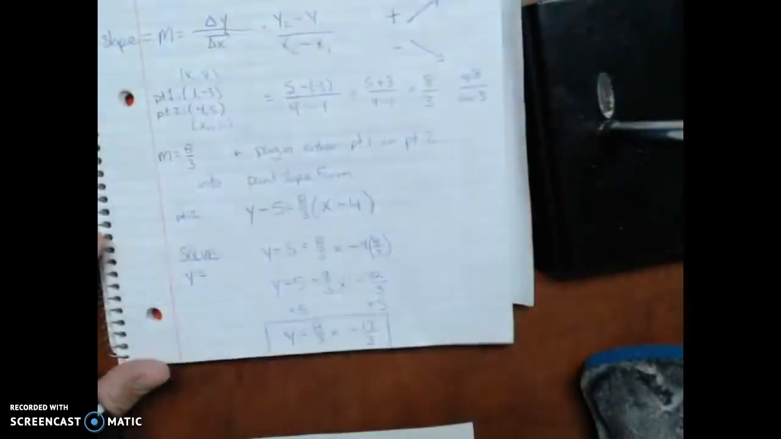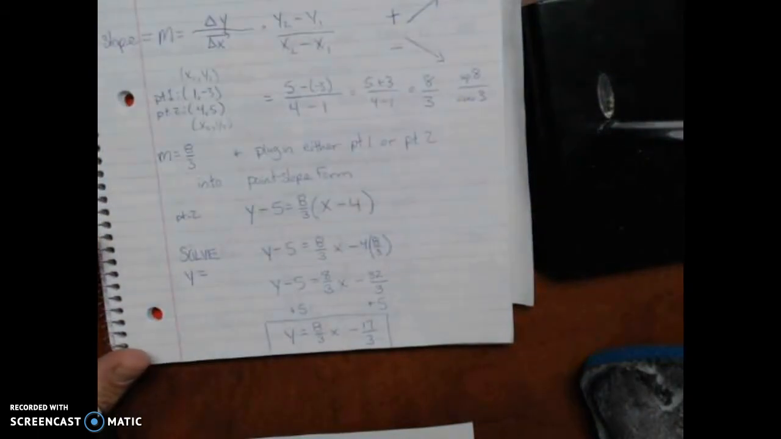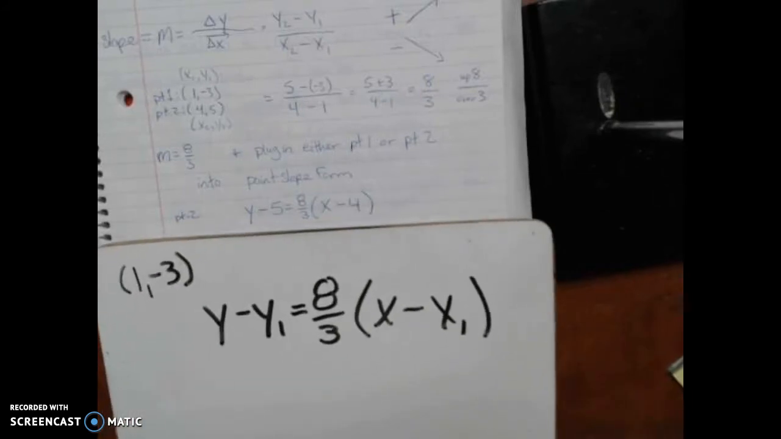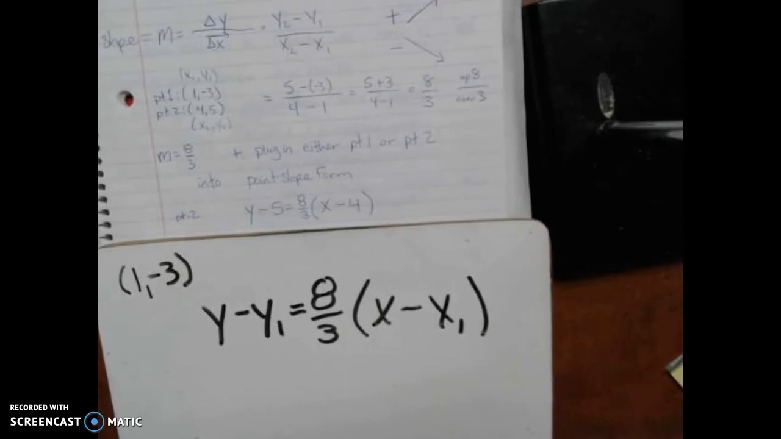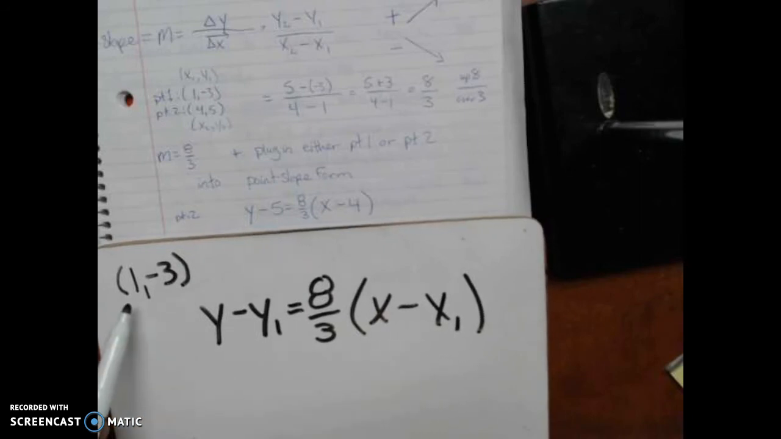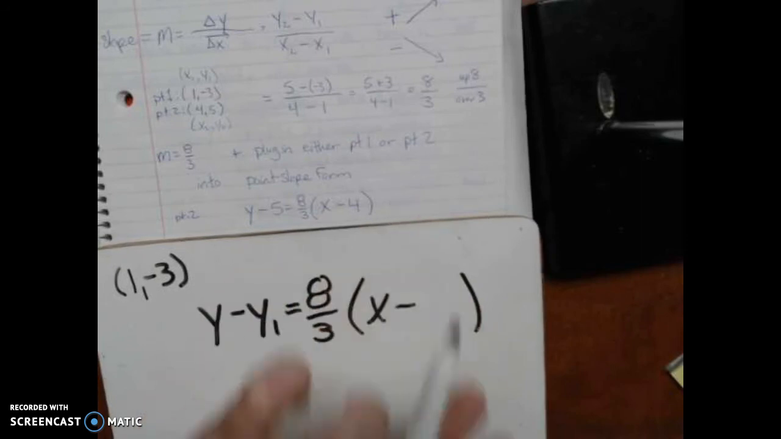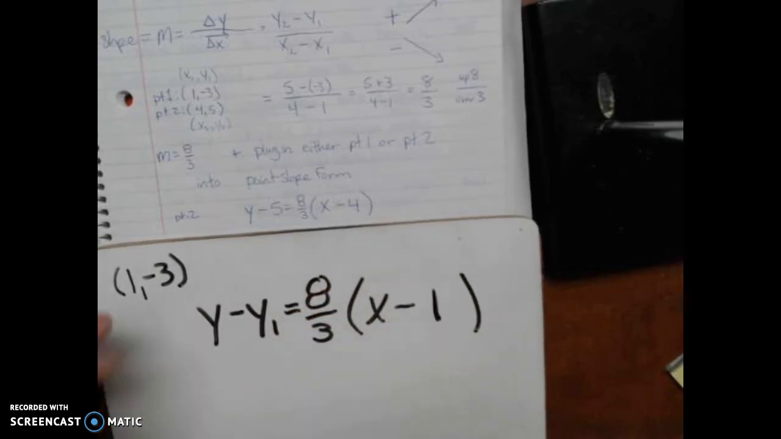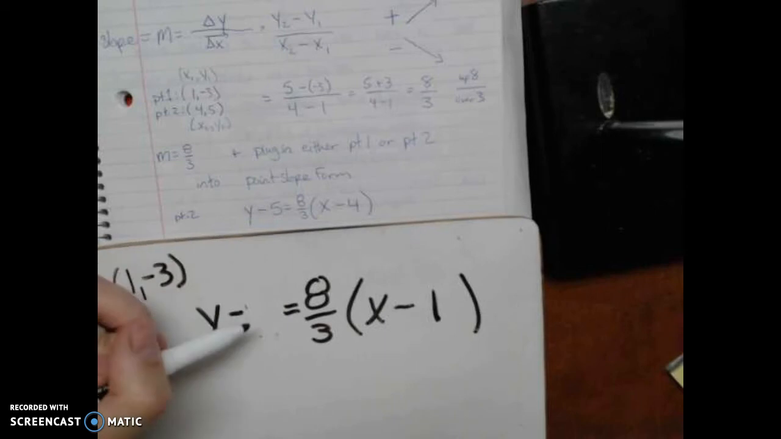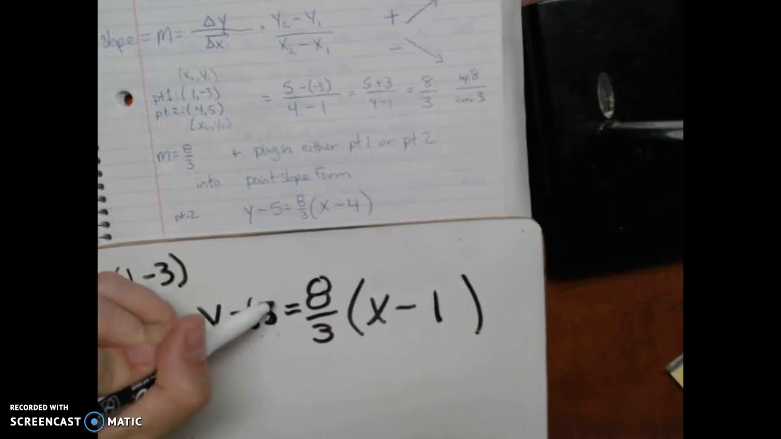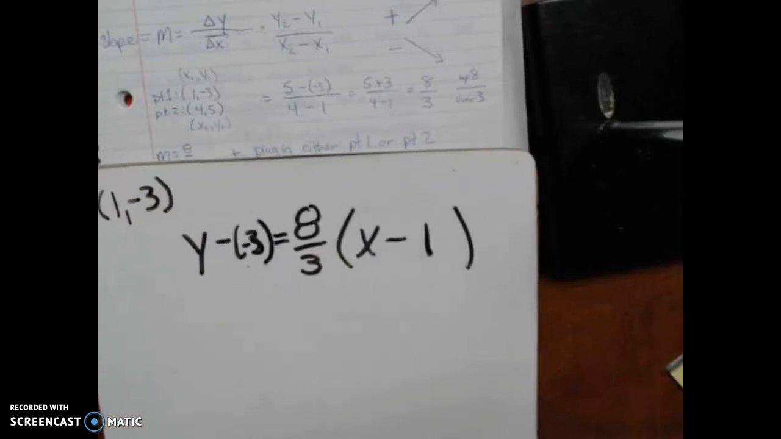You could have plugged the other point in too. That's okay. It works both ways. In fact, why don't I go ahead and do that really quickly. So we got here our information thus far in point slope form. So there's my slope, and I'm going to plug in the point 1, -3 into the equation. So this is where the 1 goes, and right here, this is where the -3 goes. The rest is math.